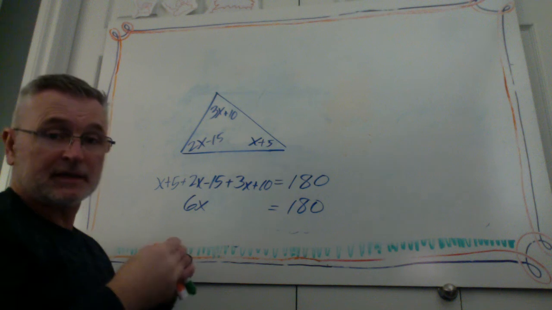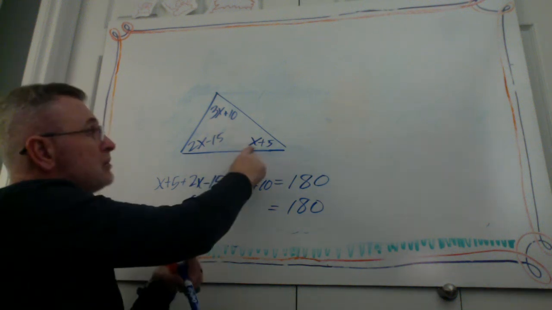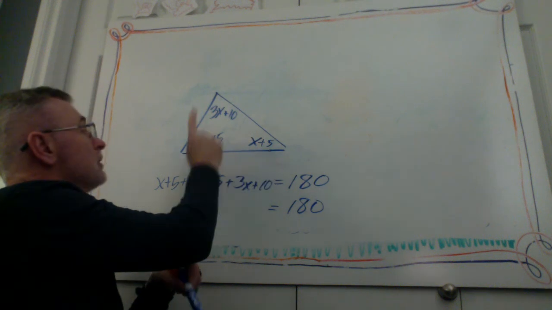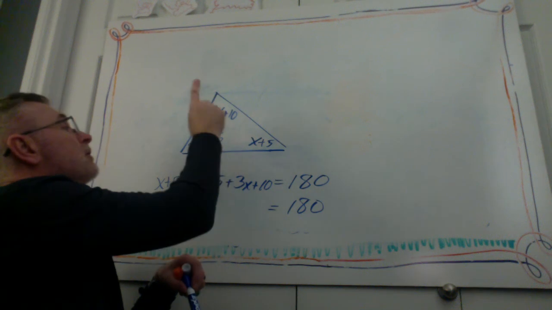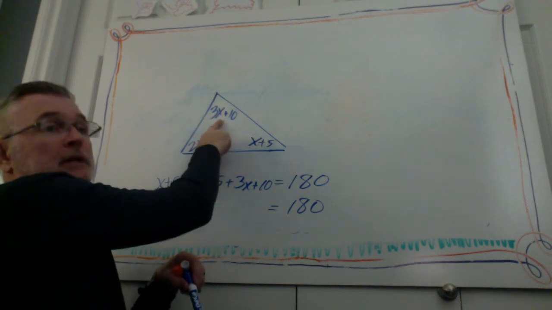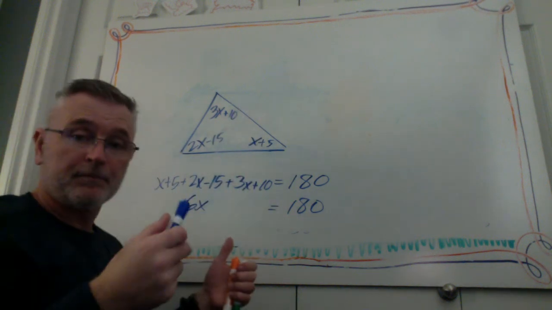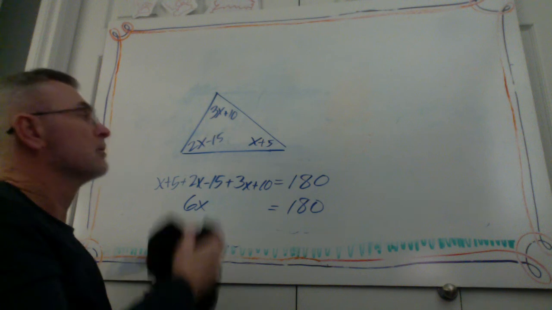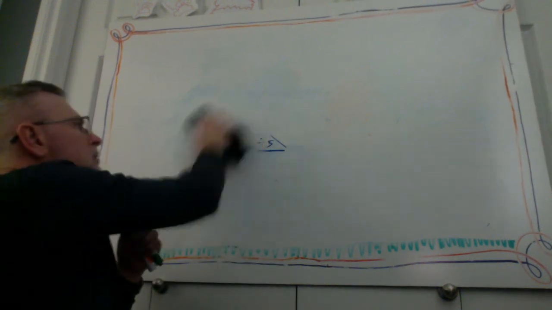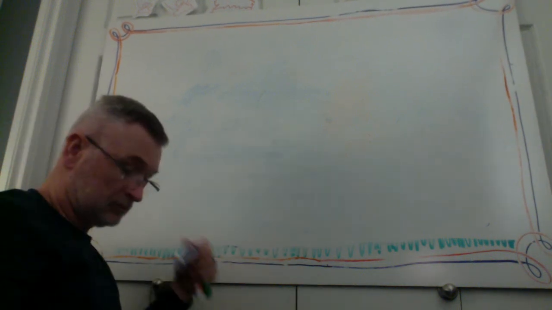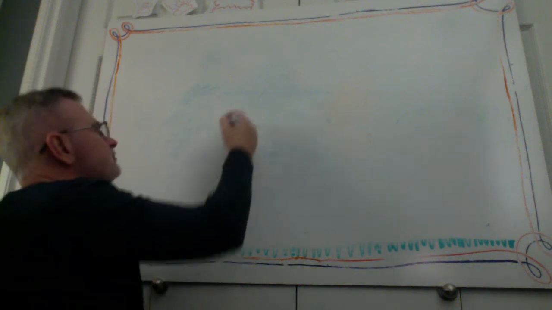Divide both sides by 6. 180 divided by 6 is 30. 30 plus 5 is 35. 30 times 2, which is 60, minus 15 is 45. 30 times 3, which is 90, plus 10 is 100. And there we go. All right. So again, pretty easy stuff. Just need to know that things total to 180, right?